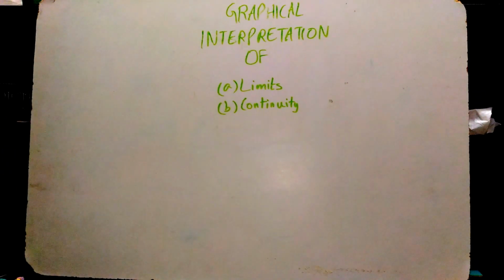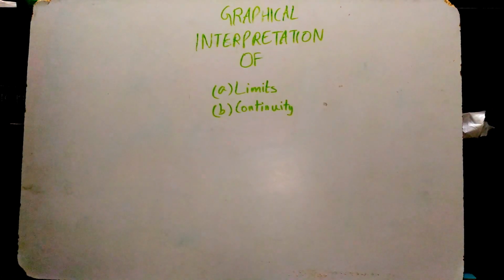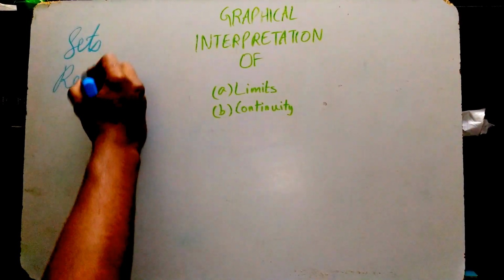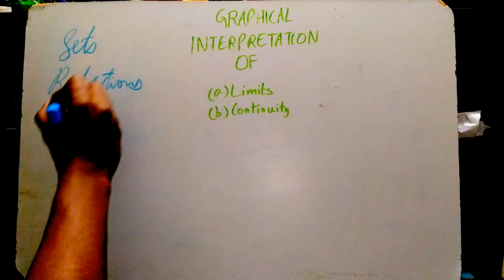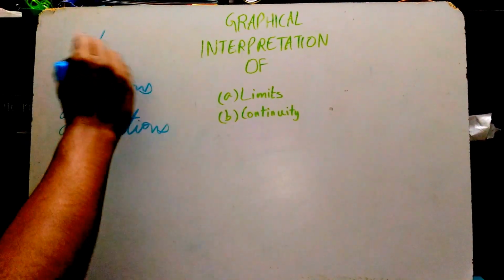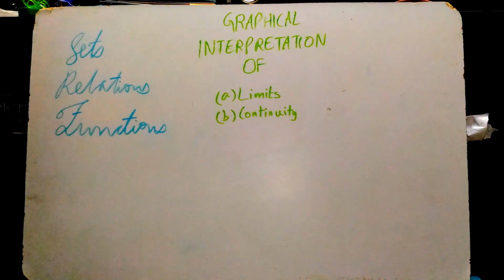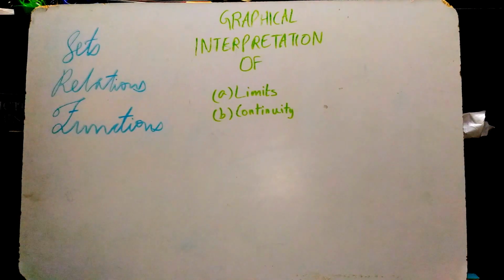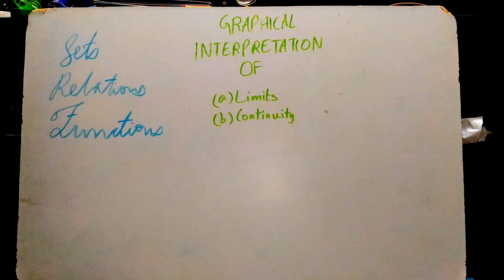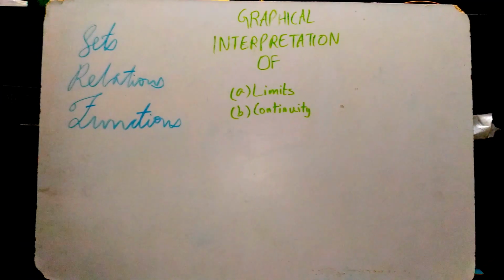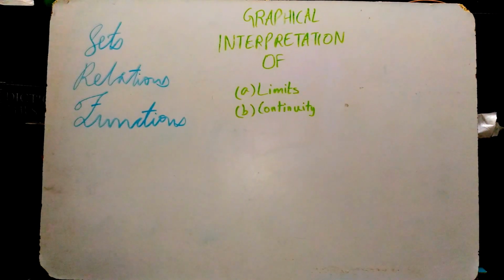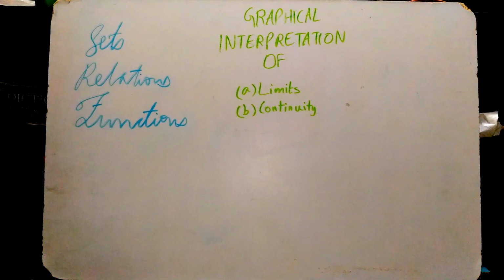But before even moving on to the topic, let's just brief out what exactly sets, relations and functions are. Now sets. In layman's words, a set is a group of objects. Mathematically, a set is a group of numbers, maybe whole numbers, natural numbers, integers, and geometrically it is a group of points or lines, maybe planes, etc.